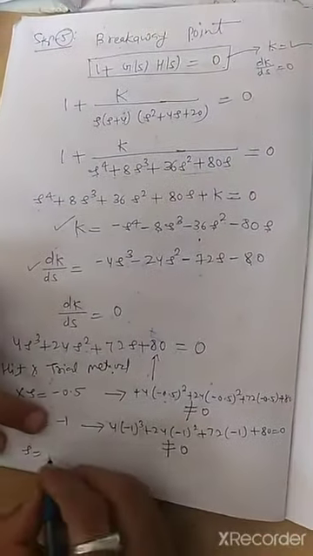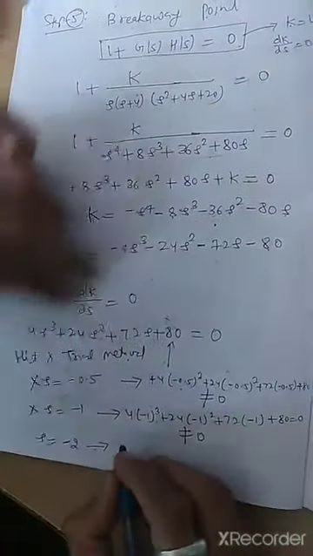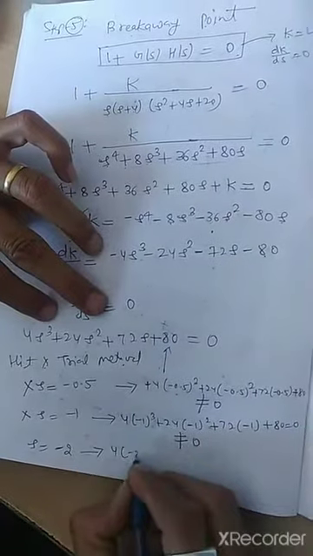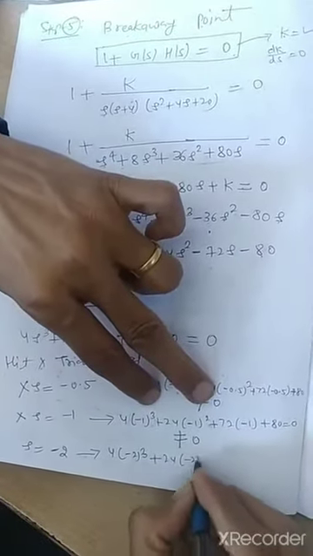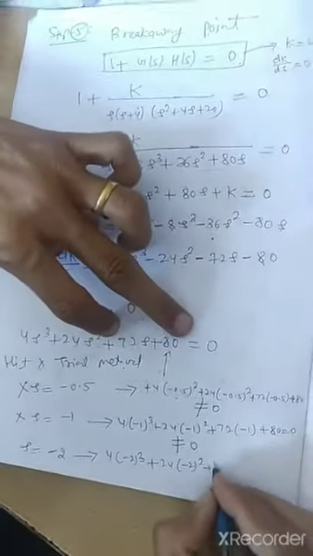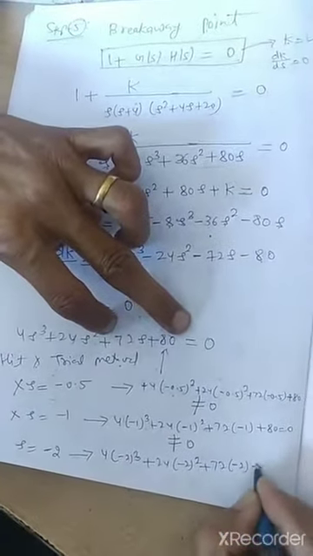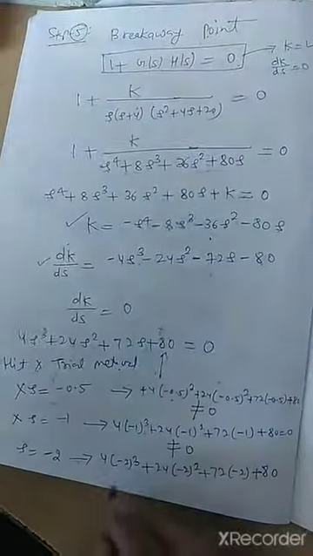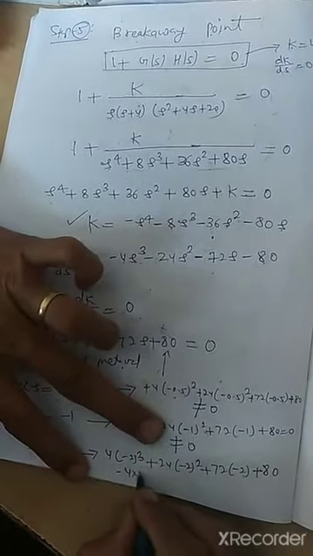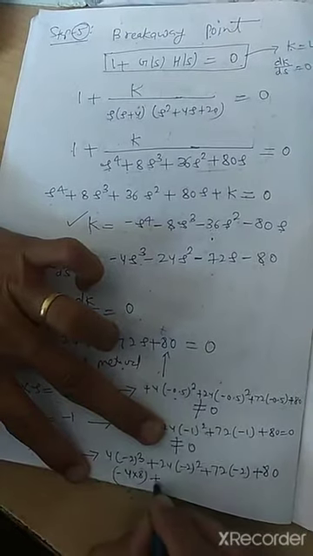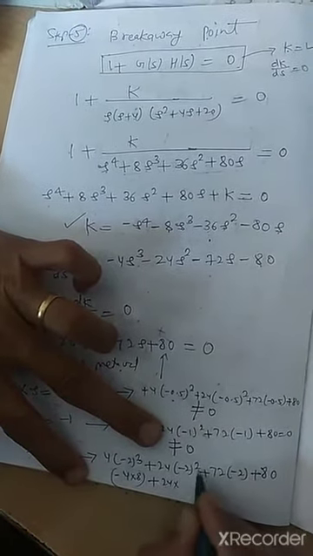So we put s equal to minus 2. Now see 4, then minus 2 cube, plus 24, then minus 2 square, plus 72, then minus 2, plus 80. Now we will find minus 2 cube, that is minus 8. So 4 multiplied by minus 8. Plus 24 multiplied by minus 2 square, which is 4.